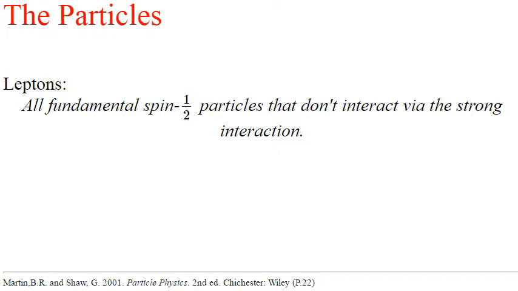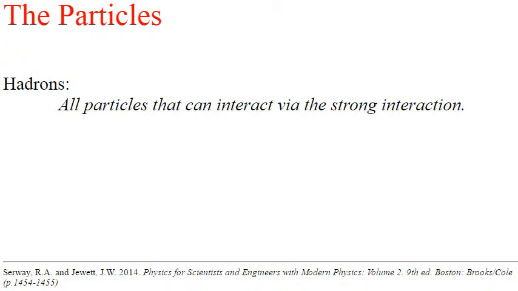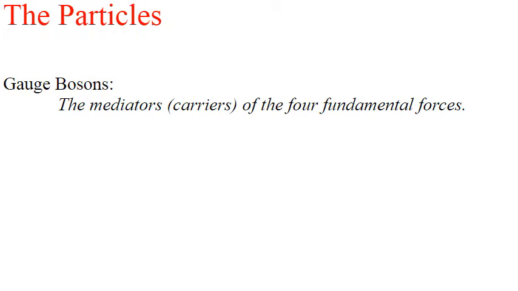Using these fundamental forces we can create a classification of particles. We can define leptons as spin-half particles that don't interact via the strong interaction. And all those particles that do we call hadrons. These are composite particles made up of quarks. These definitions exclude a class of particles called the gauge bosons. These are defined as the mediators or carriers of the four fundamental forces between particles.